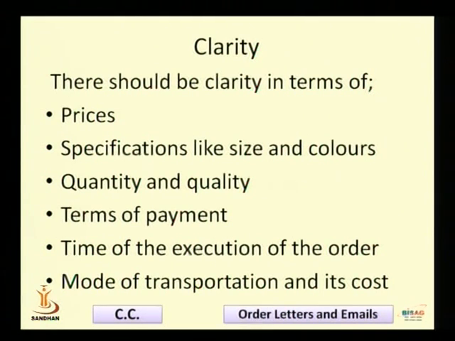I think this is one of the most important topics we should never forget, because specifications are very important and every now and then we think of that. If the goods are not as per our specifications or our requirements, then it is likely that we will have to reject. So specifications, for example, like size and colors. There are so many other specifications also, but for your reference only I have mentioned 2.